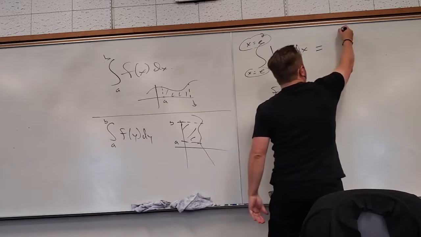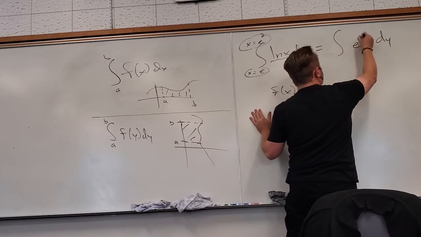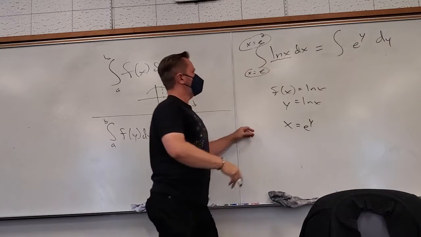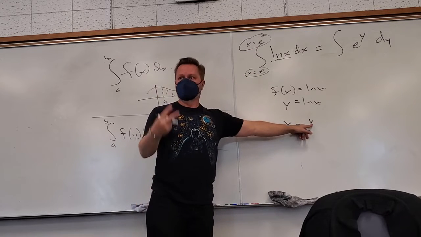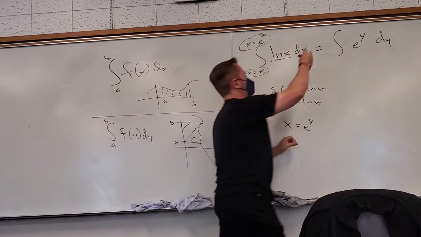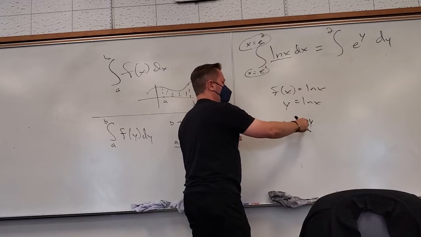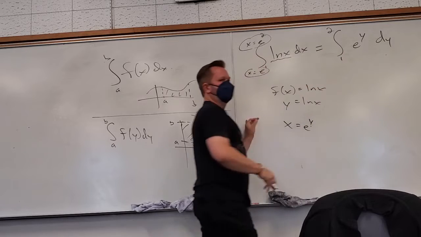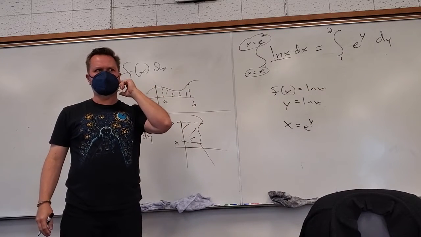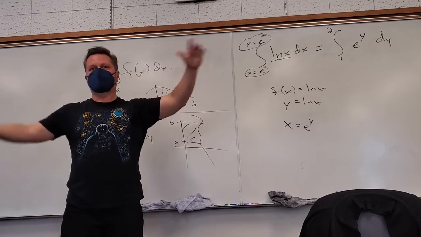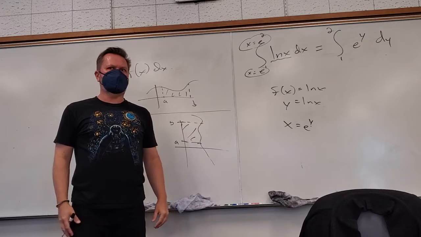So if I change it to dy, this is e to the y. When x is e squared, y is obviously 2. Are you with me? And when x is e to the first, y is 1. And then that's easy to do. You do that all day long. That's crazy.